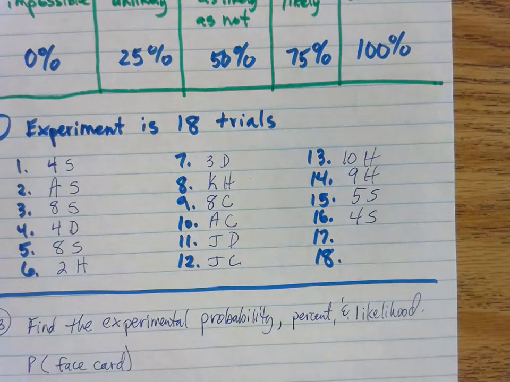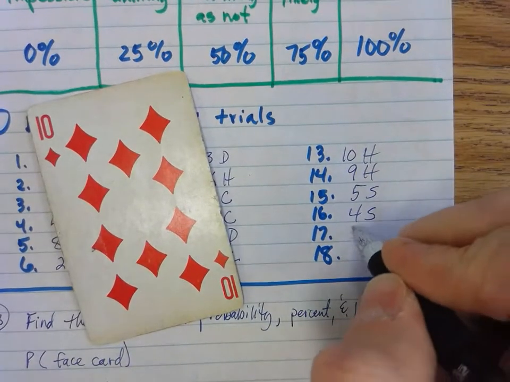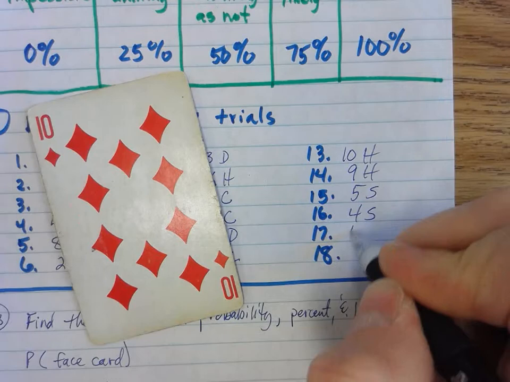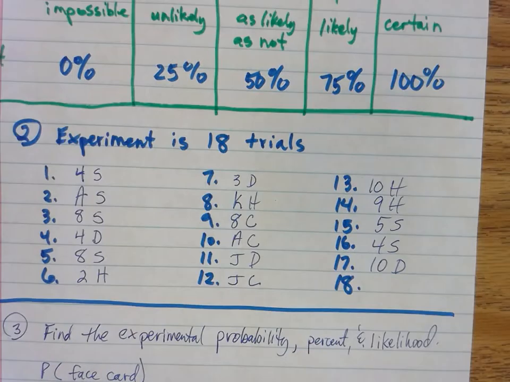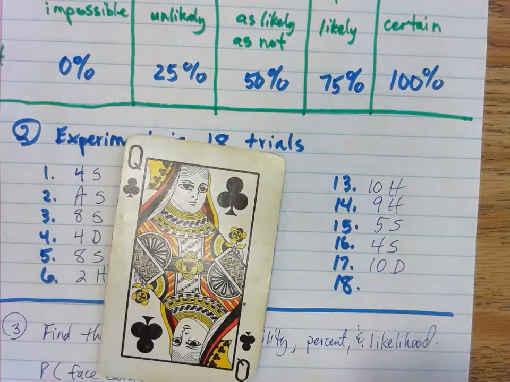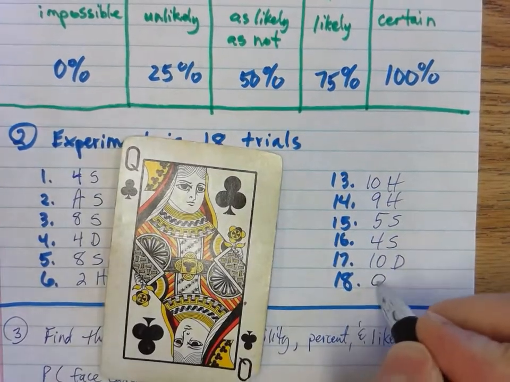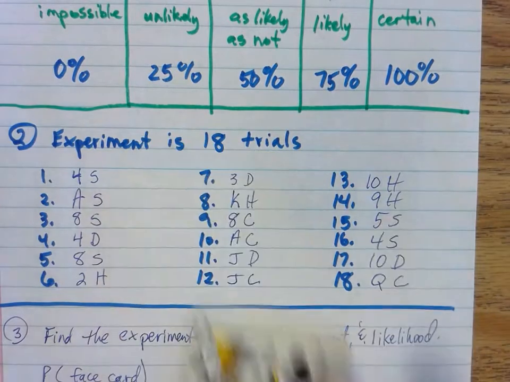And about lost one there. Let's see what we're going to have left. 10 of the experiment is going to be this card right here. Hey, I got me another face card. Queen of clubs. Alright, so now my pulling is over.